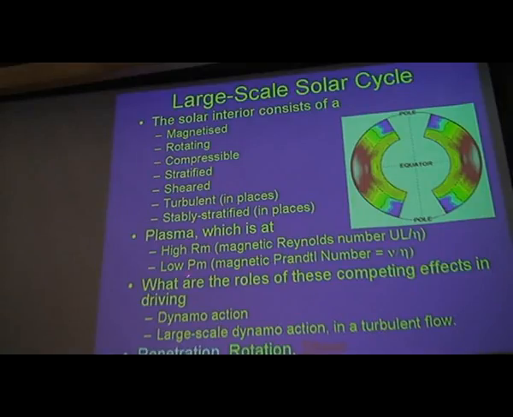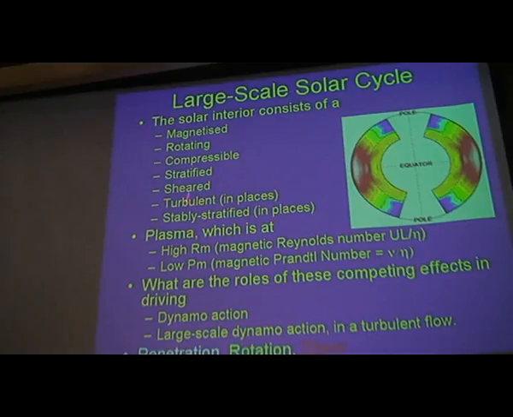It's at low magnetic Prandtl number, which means that the fluid Reynolds number is much bigger than the magnetic Reynolds number. So although the magnetic Reynolds number is high, the fluid Reynolds number is much larger. And this is a problem in itself as to how to get excitation of dynamo action. This is the same regime as the experiments.